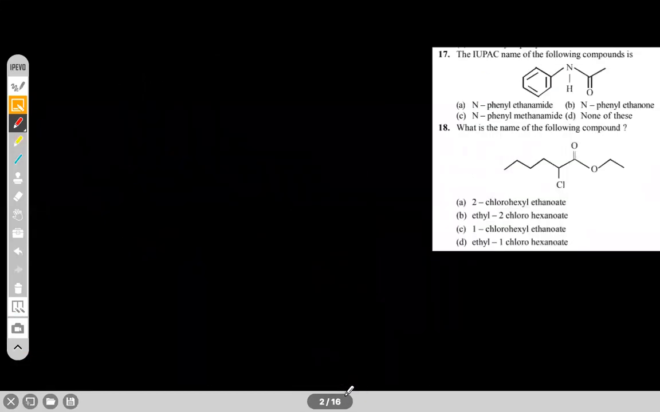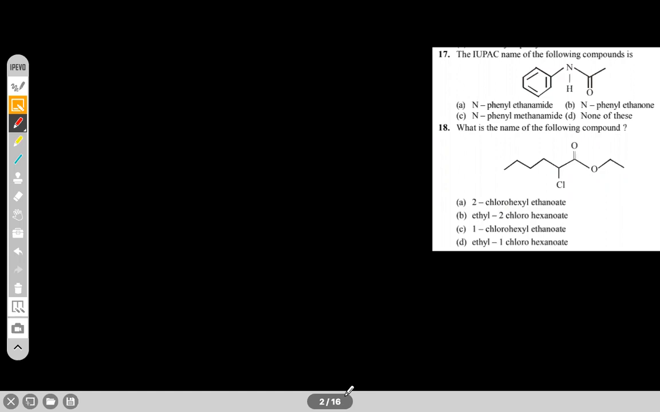The IUPAC name of the following compounds is given here. We need to find out the IUPAC name. There is a phenyl group attached to the nitrogen atom. The functional group is actually a derivative of amide. It is not CONH2, but it is a derivative of amide.